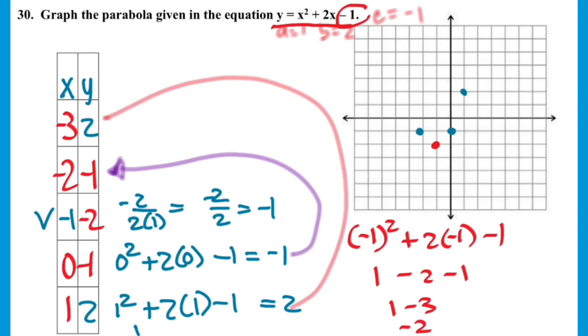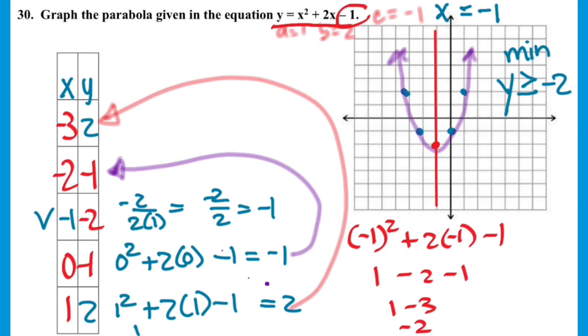I go ahead and graph my points, and I label my axis of symmetry, and I put my maximum or minimum, which this is a minimum, and y is greater than or equal to negative 2.